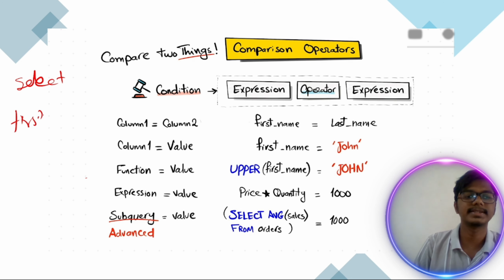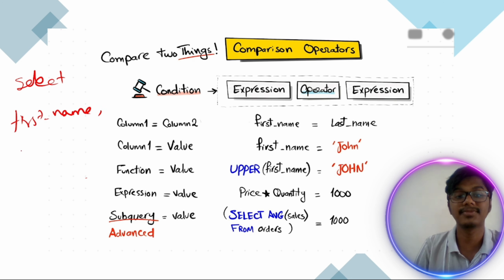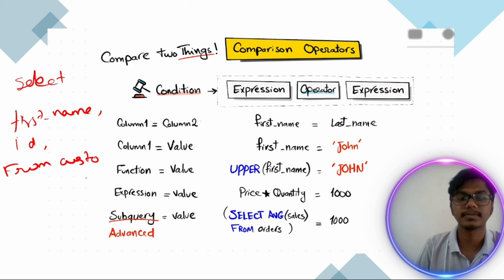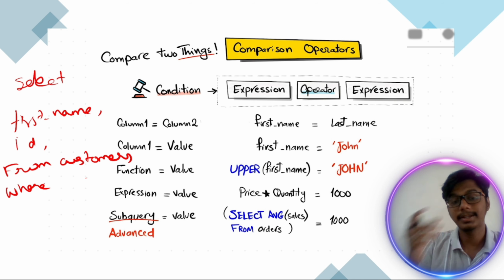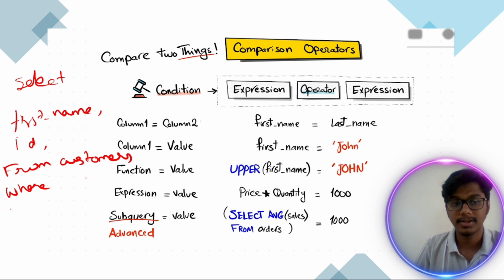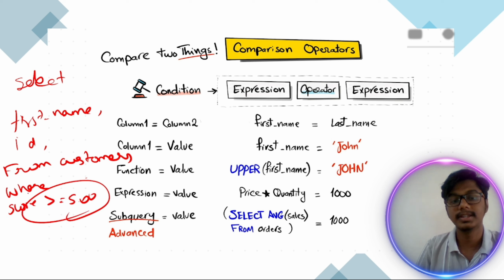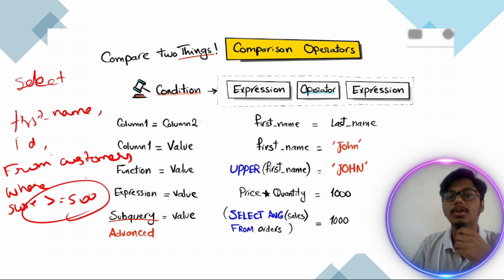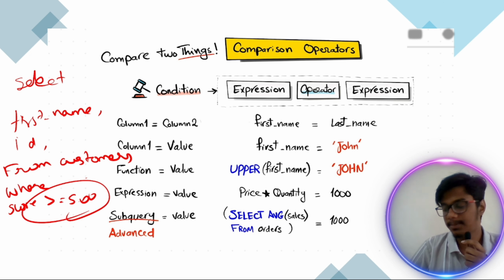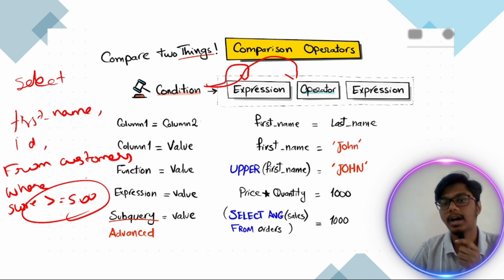I'm just going to fetch some results: SELECT first name, ID FROM the customers table WHERE some expression, for example score greater than or equal to 500. These are the things we have to discuss. The condition can be expressed as an expression or an operator.